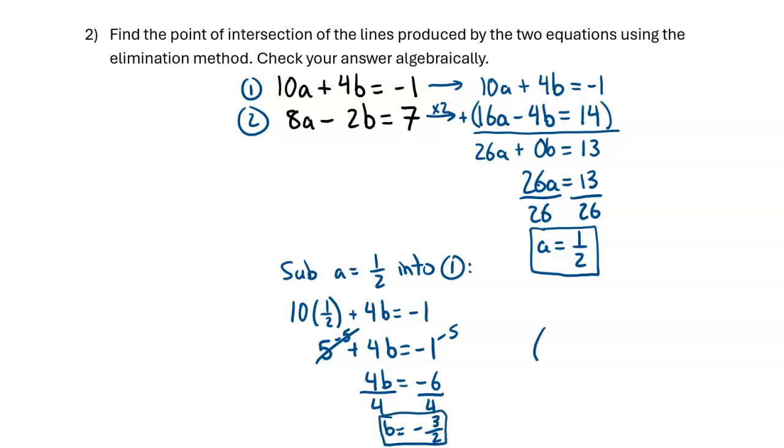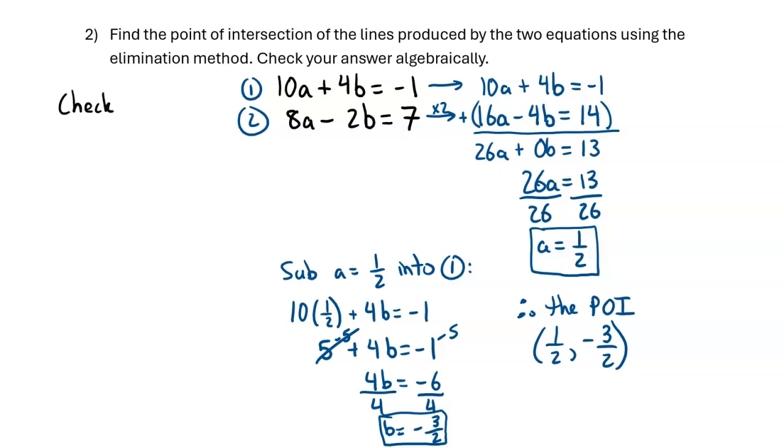So that's my solution to that system of linear equations. And if I was to graph this with the point of intersection on a graph where we have a as the x-axis and b as the y-axis, therefore, the POI is 1/2, -3/2. Now it then says to check your answer algebraically.